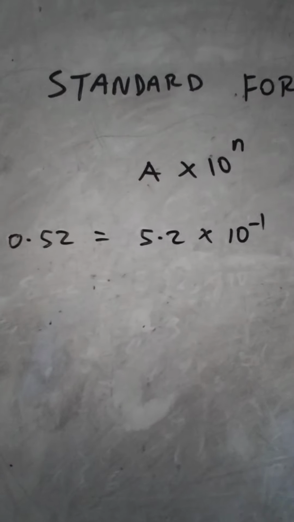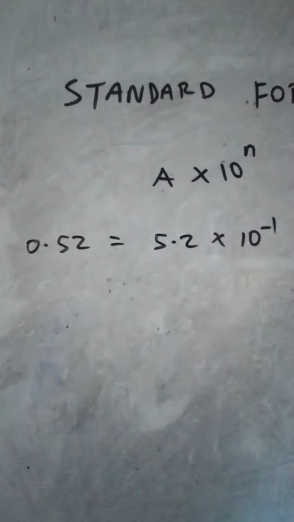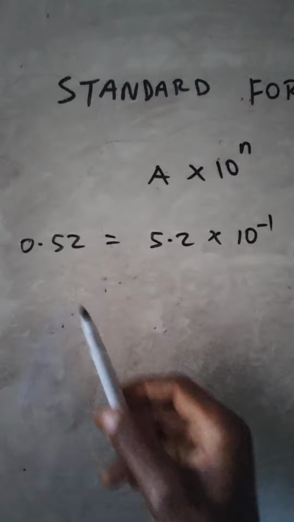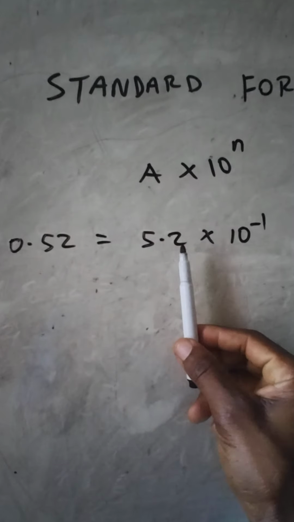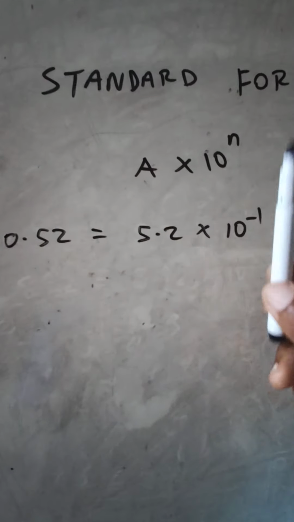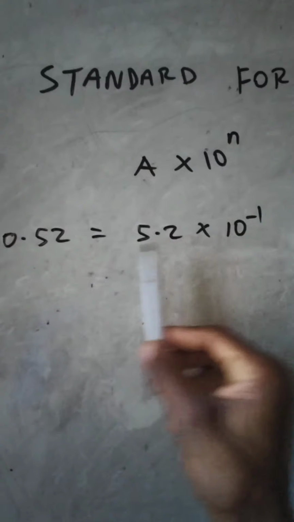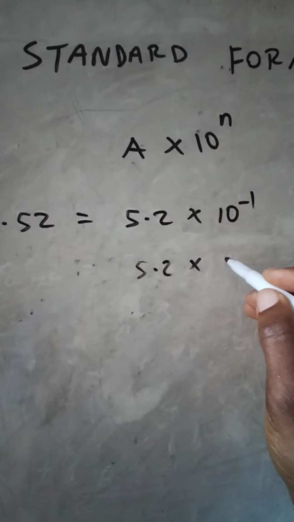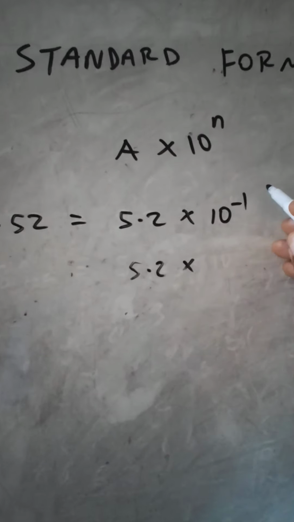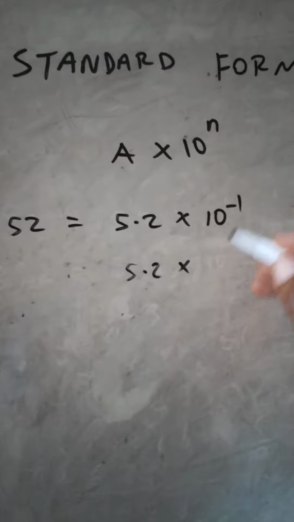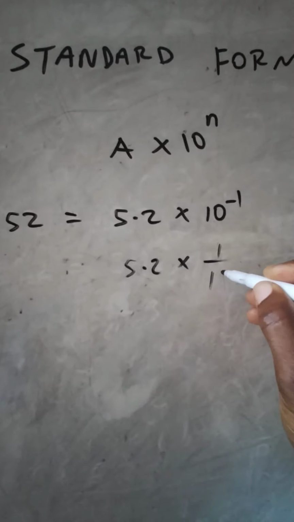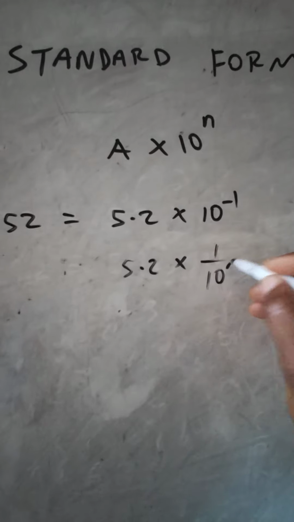Alright, before I do any more examples, I'm going to explain this further so you have a better understanding. This is saying 0.52, right? This is saying 5.2 times 10 to the negative 1. I'm going to work this out to show you that it's equal. This is saying 5.2 multiplied by 10 to the negative 1, which can be rewritten as 1 over 10 to the 1.